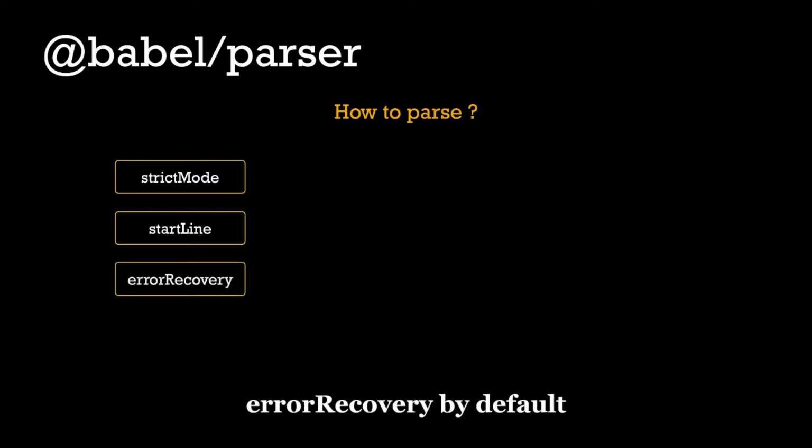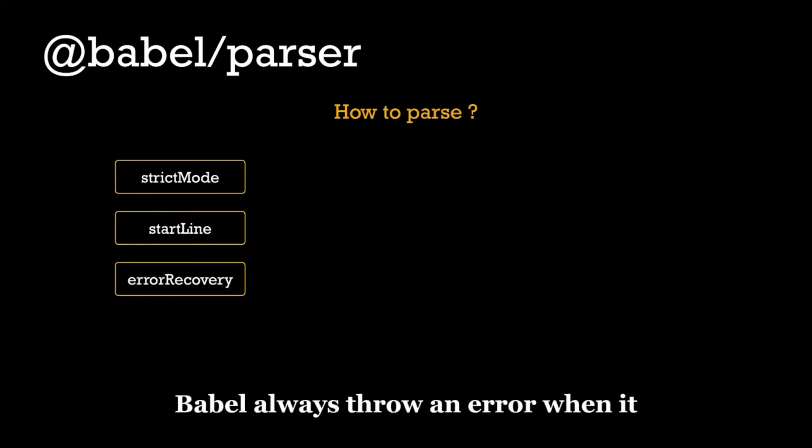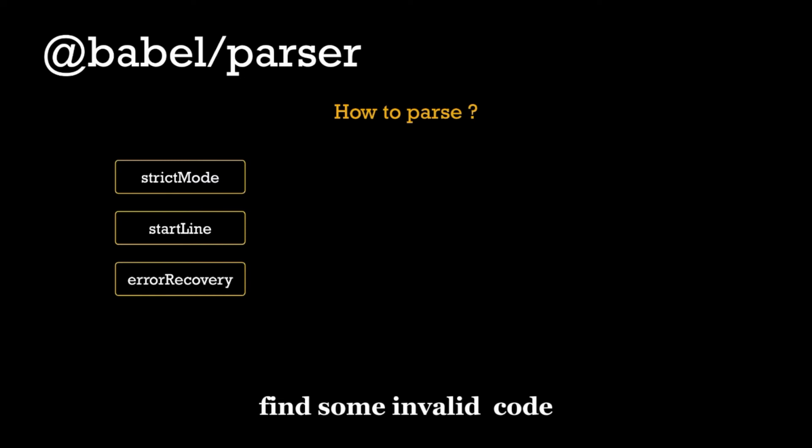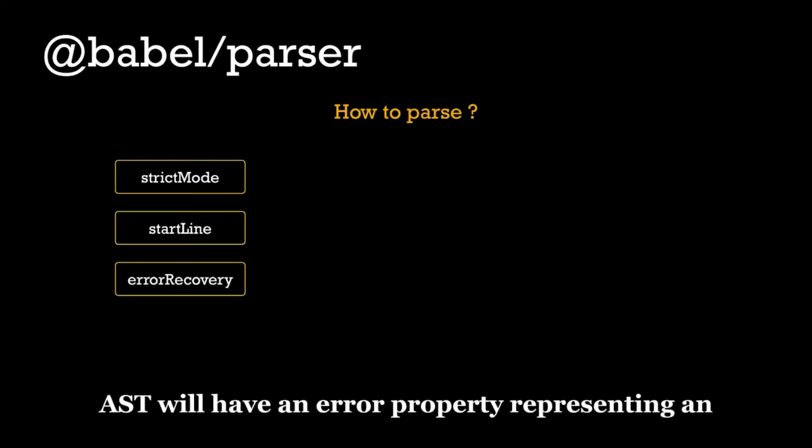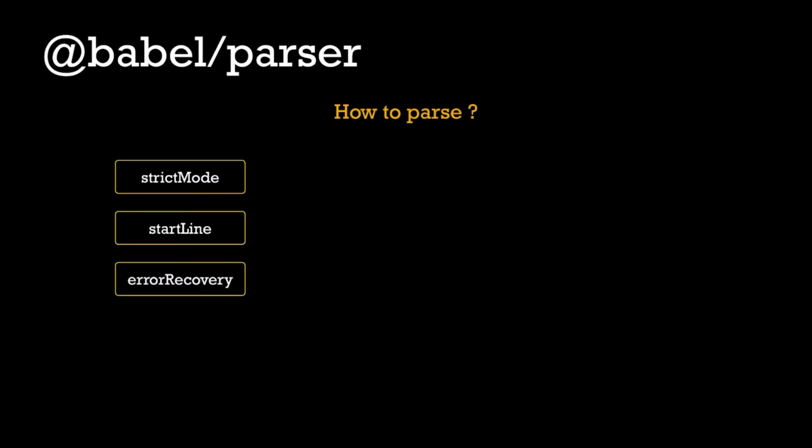Error recovery. By default, Babel always throws an error when it finds some invalid code. When this option is set to true, it will store the parsing error and try to continue parsing the invalid input file. The result AST will have an error property representing an array of all the parsing errors.